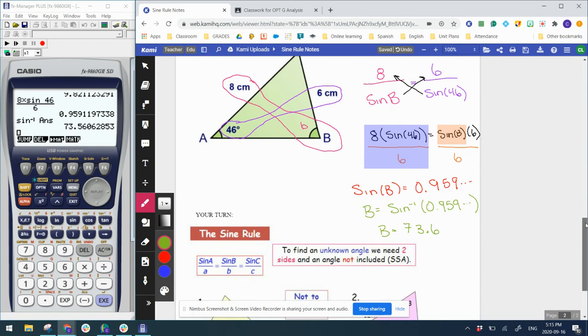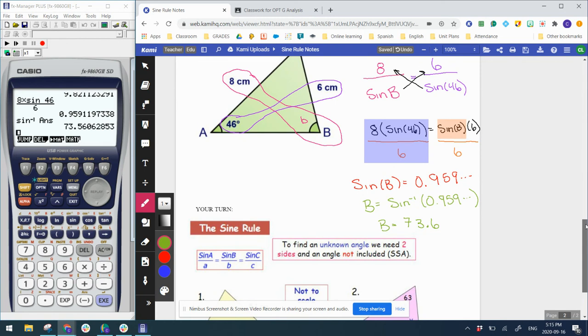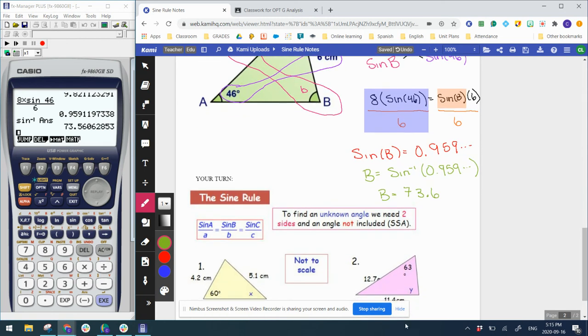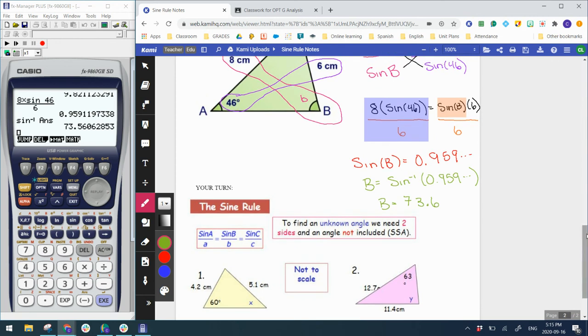Again, I'm going to try to keep this work up here, so it's not going to quite let me show all of it this time. Again, here's two questions for you. You're going to find this angle X and find this angle Y. Good luck.